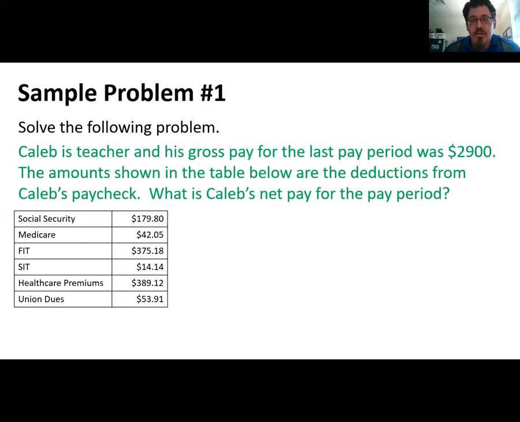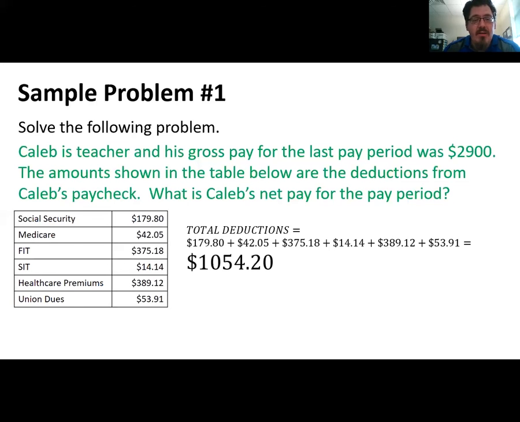Regardless of which things are deducted or are not, the process for calculating your net pay is still the same. First, figure out what your total amount of deductions is. So we're going to add up everything in our chart here, and we end up with $1,054.20. This is the amount that's actually going to be subtracted from the gross pay.